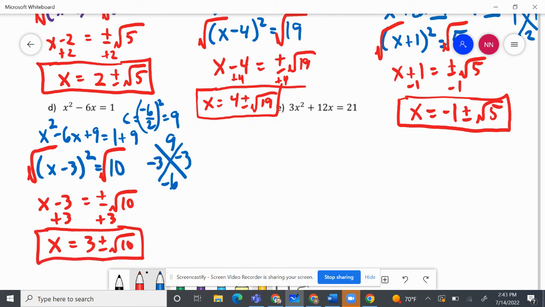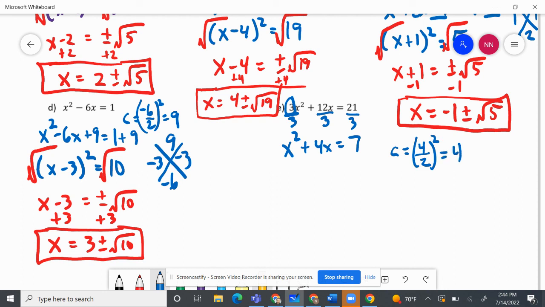Now for our last one, we see that we have a leading coefficient of 3, so our a value is 3. We divide all the terms by 3. That gives us x squared plus 4x is equal to 7. I'm going to find my new c value. 4 divided by 2 squared. 4 divided by 2 is 2. 2 squared is 4. And that gives me x squared plus 4x plus 4 equals 7 plus 4.